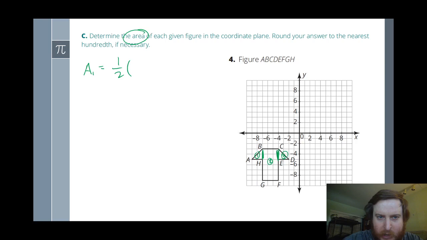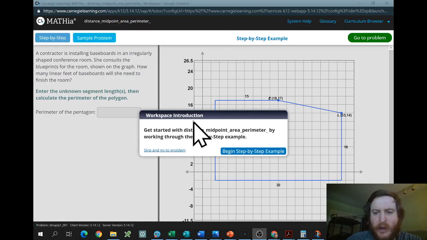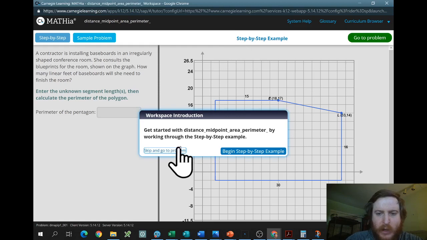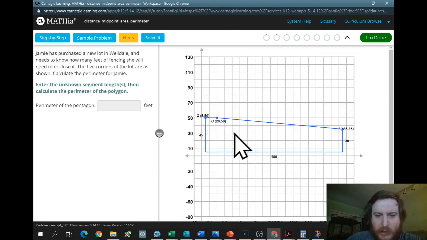And like I said, this is probably the easiest lesson we have yet. I do want to point out one thing for the Carnegie, and when I say Carnegie, I really mean the Mathia. On the Mathia, be careful. It sometimes gives you some of these. So some of these are given. It gave us the 45, the 180, the 30, and it's asking us to find the unknown side. So you just kind of have to click it.